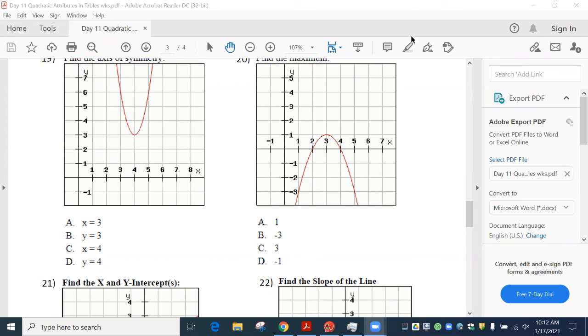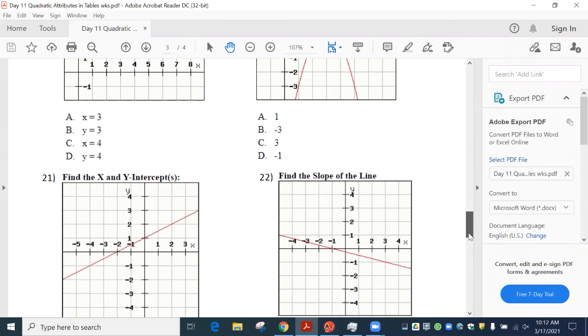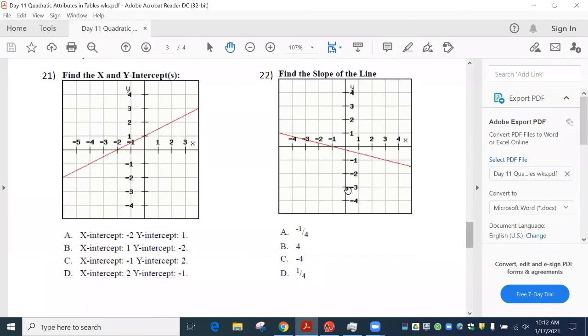And then the last one, X and Y intercept. So X intercept is where it touches the X axis, -2. It's not going to be that one, or that one. And so it looks like the answer is A, and the Y intercept is 1. So the answer should have been A.